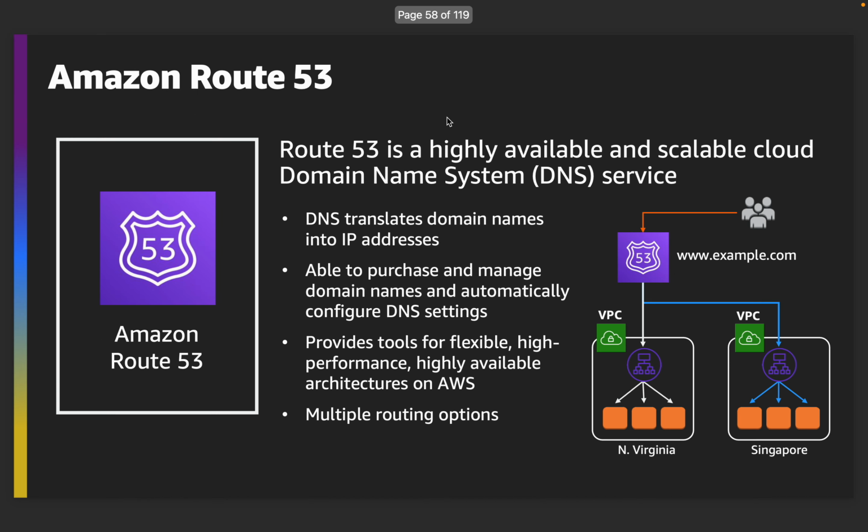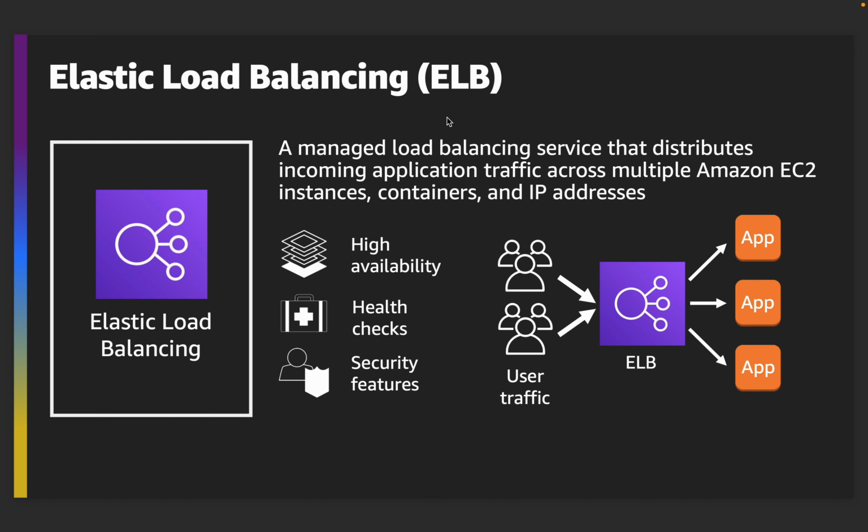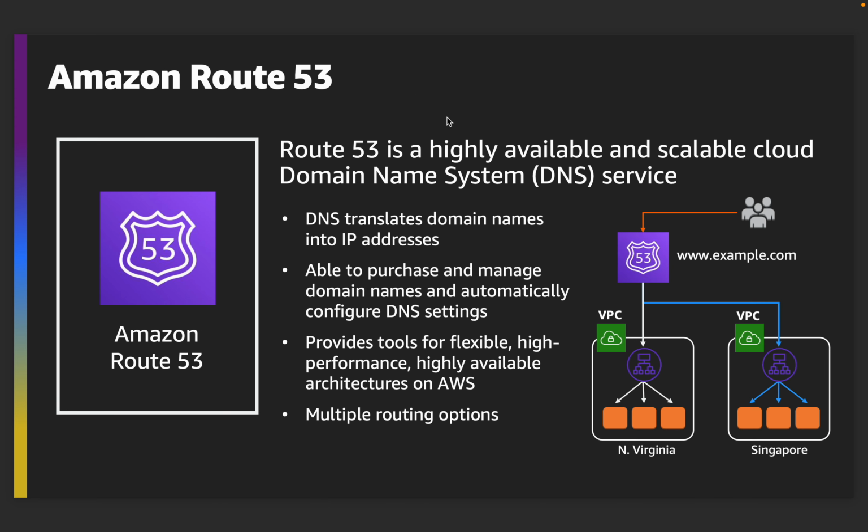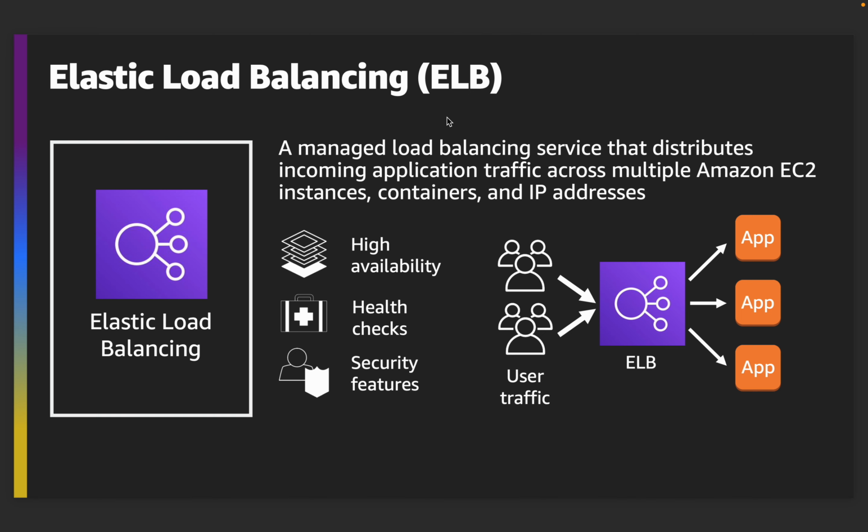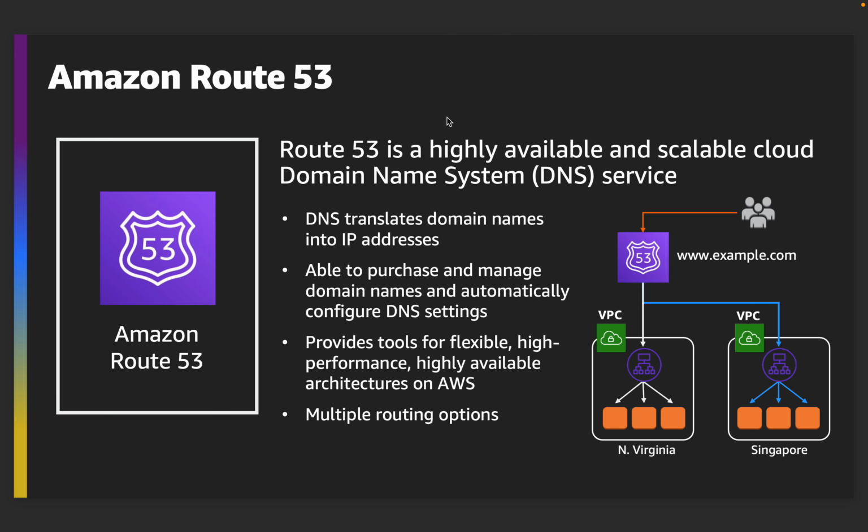Now let's talk about Elastic Load Balancing. The user comes in, and the ELB decides where to access data. It is a managed load balancing service that distributes incoming application traffic across multiple Amazon instances, containers, and IP addresses. For example, example.com goes through Amazon Route 53, then to the ELB, then to the VPC.